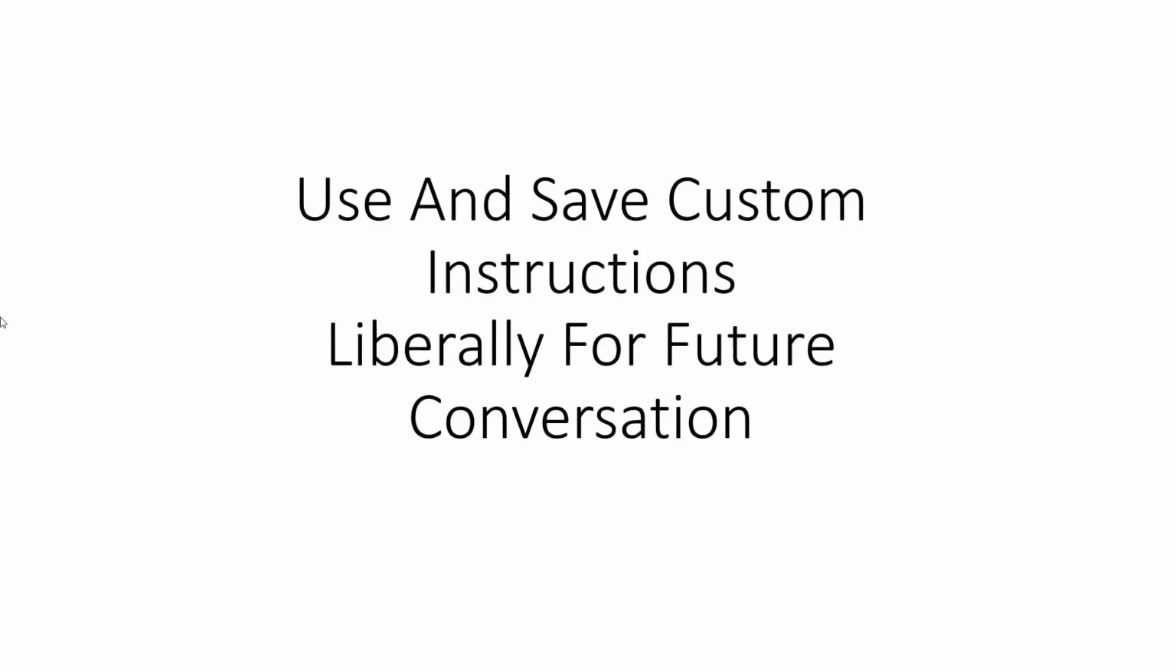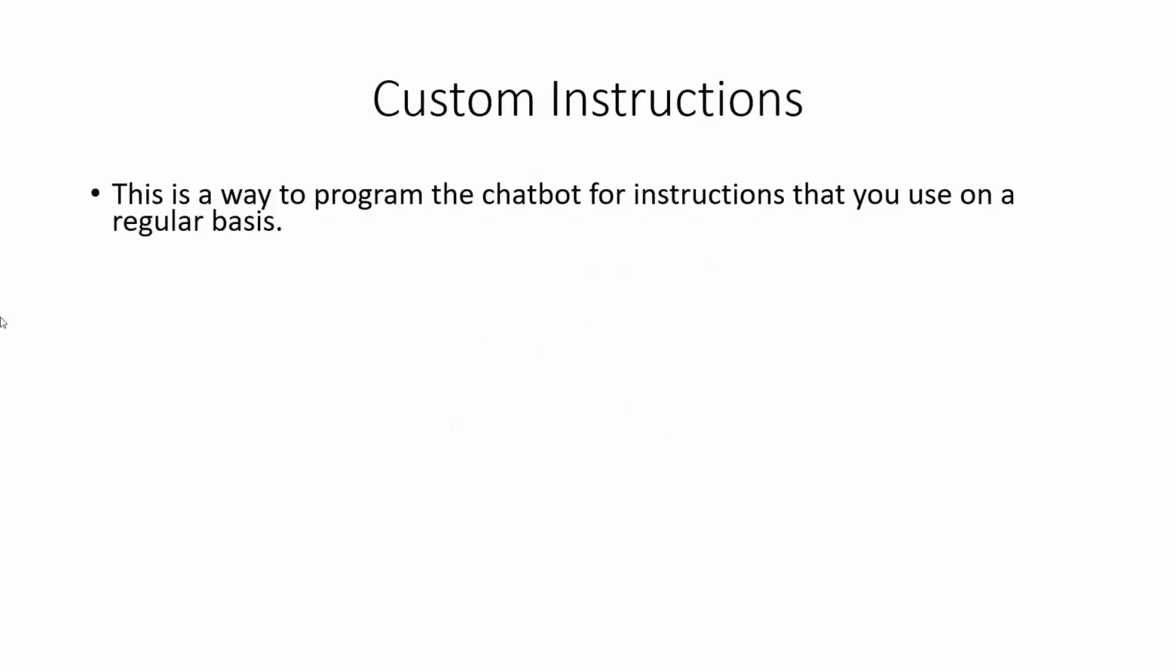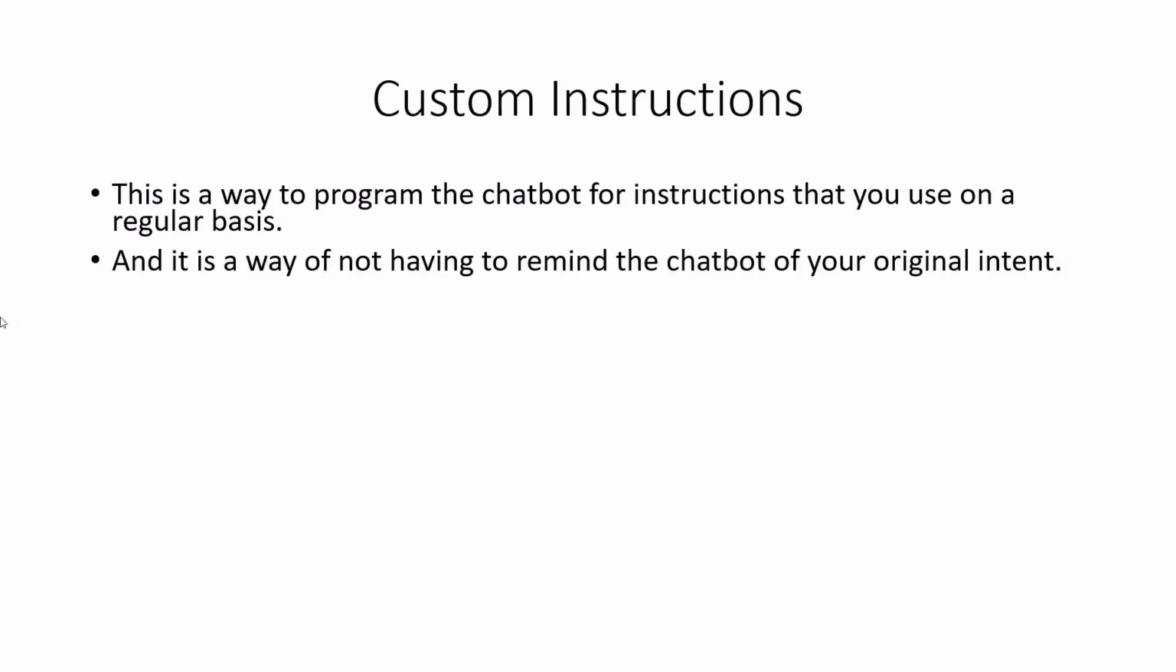This is a way of programming the chatbot for instructions that you use on a regular basis. So if you are always telling the chatbot, well, this is what I do for my business, or here's what I want to do in this section, and you find yourself saying that over and over again in different conversations, you want to make sure that you create a conversation with those custom instructions of things you're telling the chatbot over and over again when you create different conversations. It's a way of not having to remind the chatbot of what your intent is.